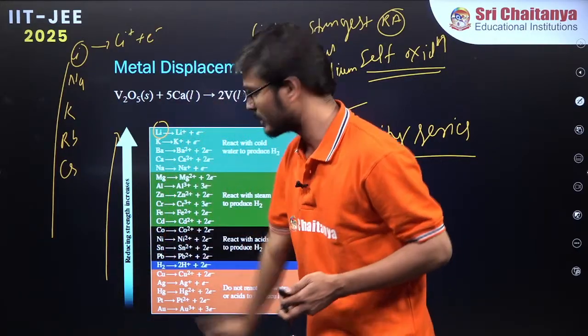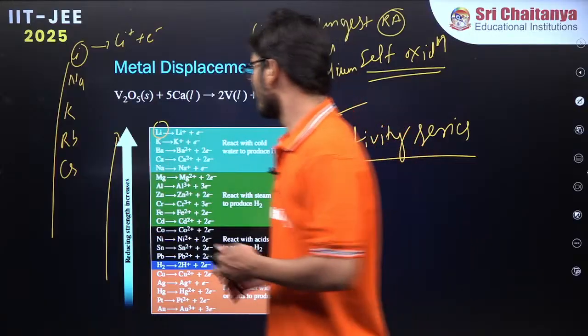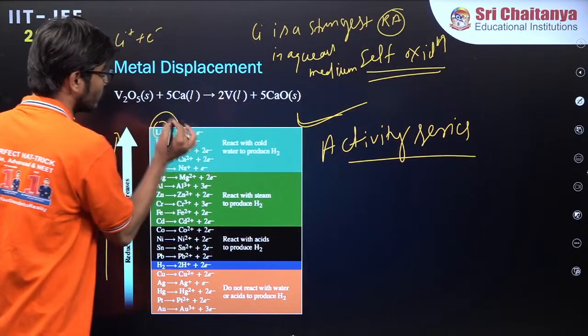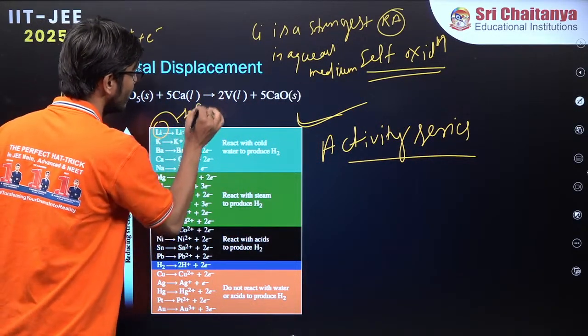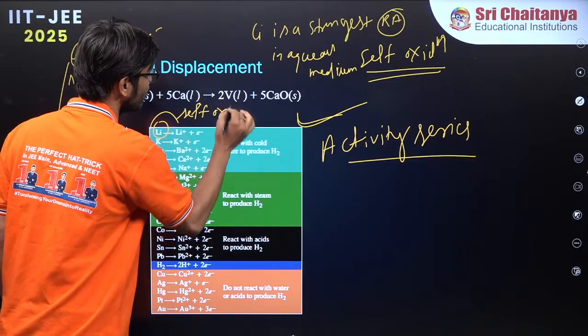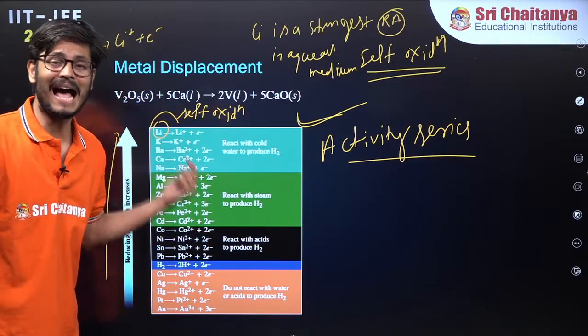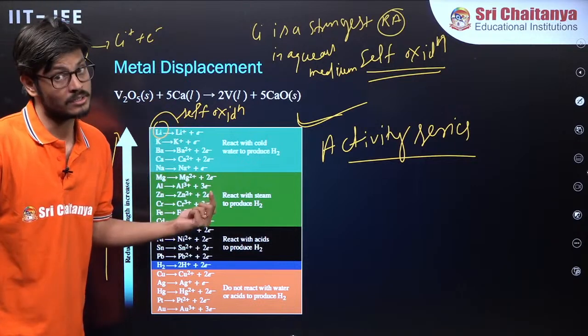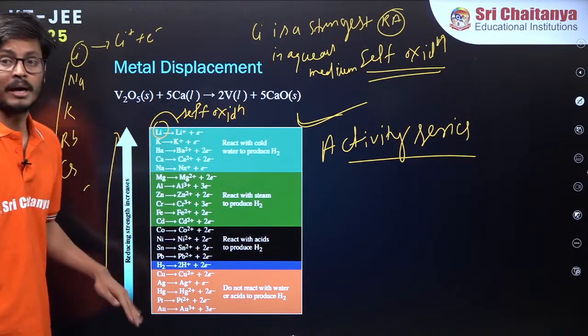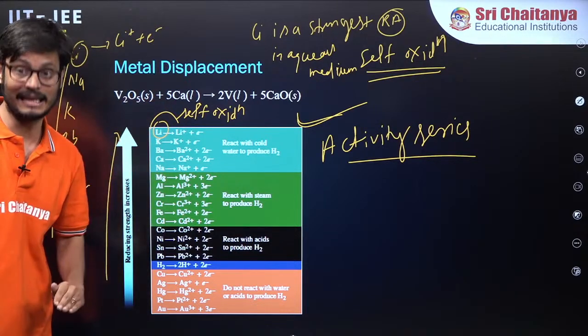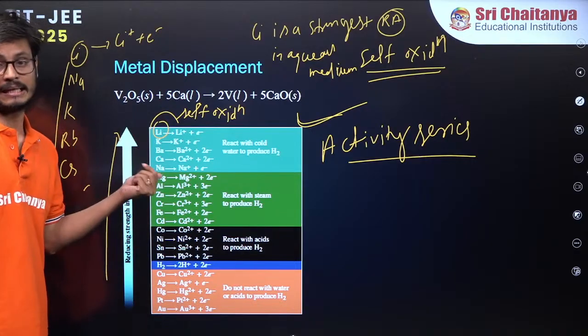So these are all the metals which are losing electrons. That means they are doing self-oxidation. They are doing what? Self-oxidation. Because they are doing self-oxidation, they will act as reducing agent. So top to bottom, reducing strength decreases. Bottom to top, it increases.